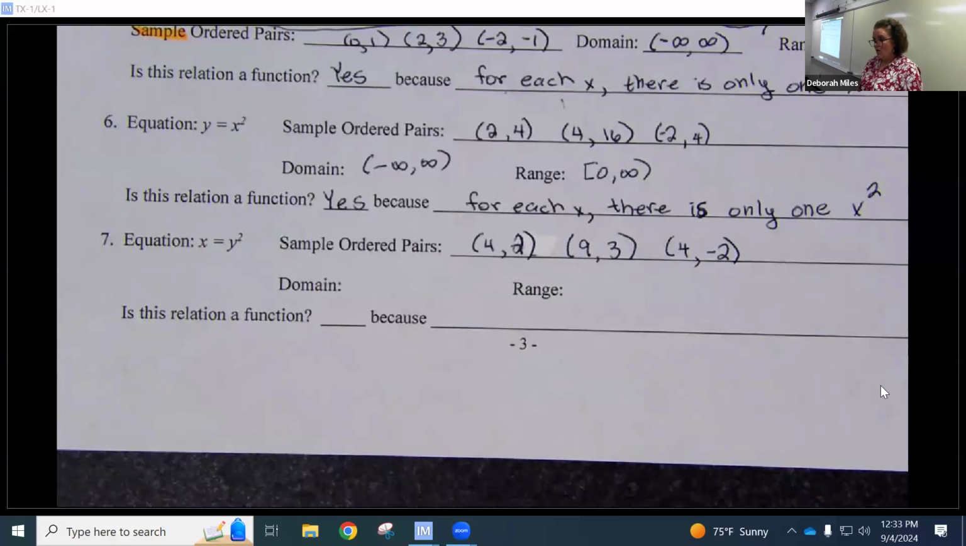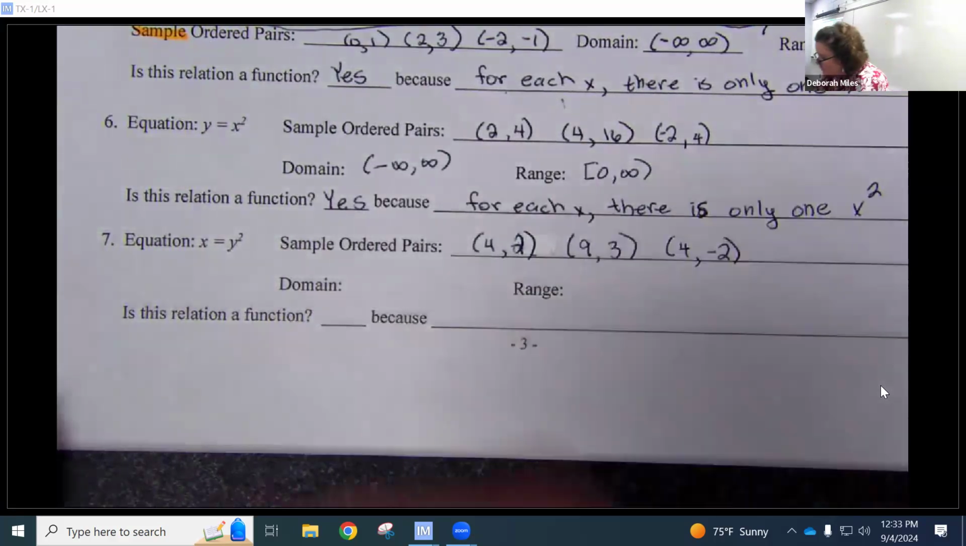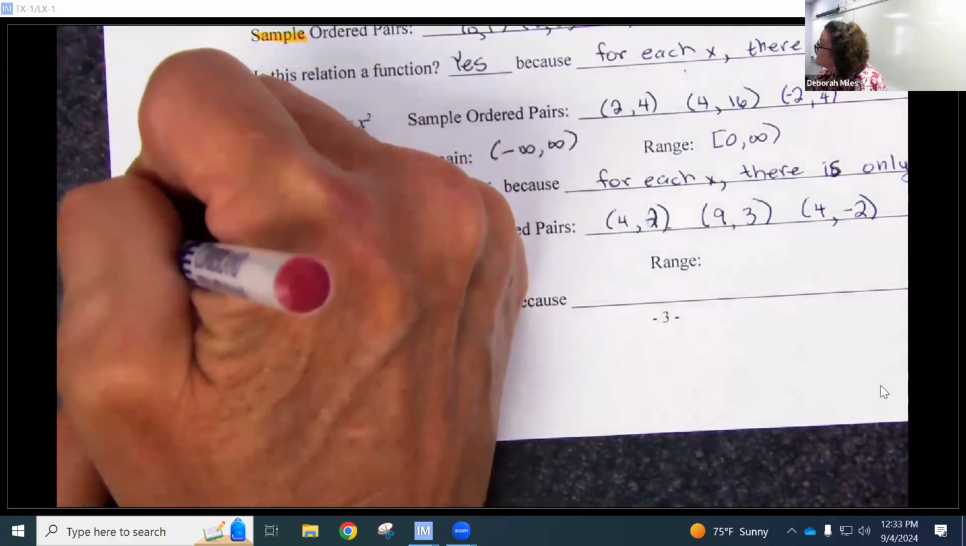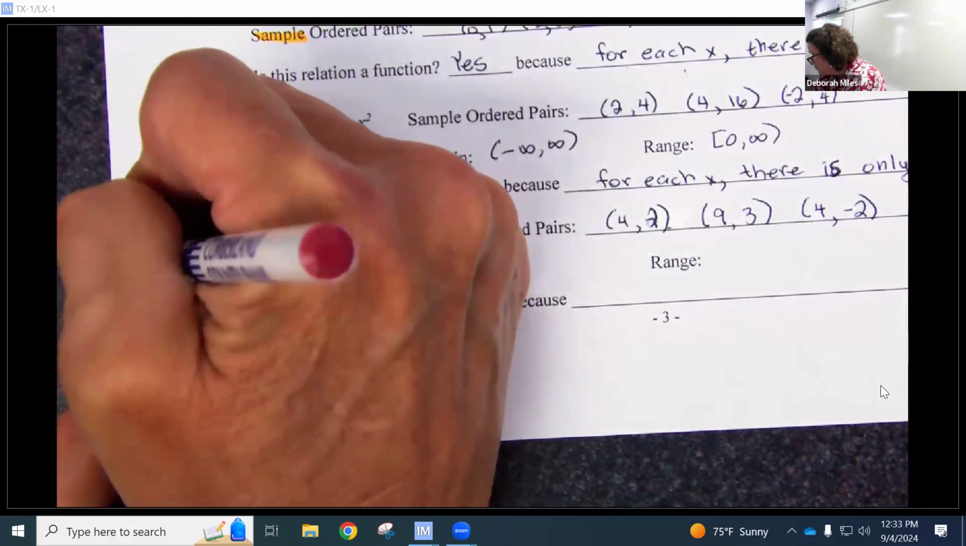-9, -3. Would that x be the square of that y? Would the 9 be the square? I have to write it down to see it. You said, say your ordered pair again.